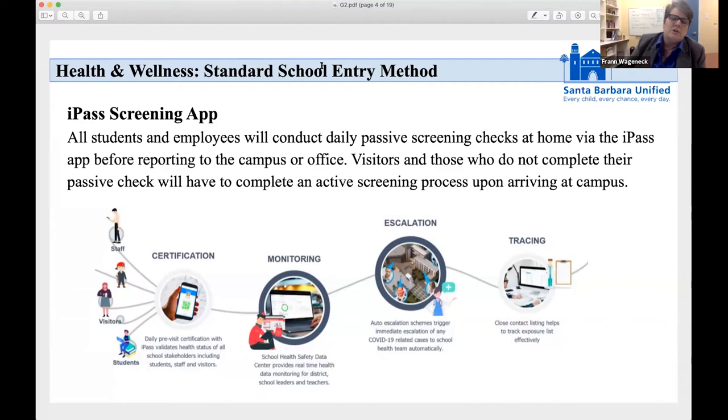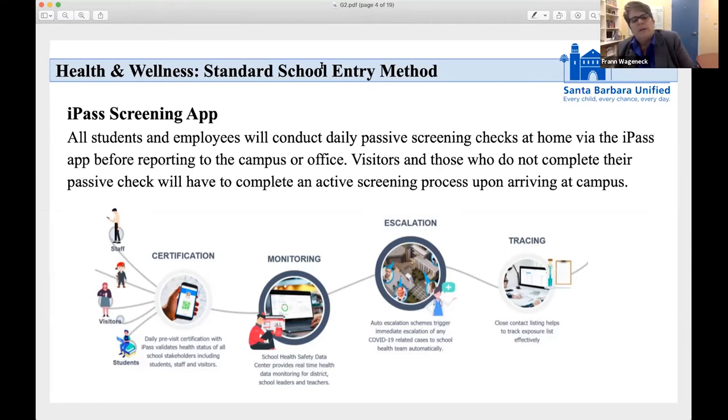It will also, if people indicate that they have been exposed to others who have COVID or they do have symptoms, et cetera, let them know they should not come onto campus. And it lets us know what their status is as well, so that we can track the information and work with public health to figure out who may have been exposed to that individual.